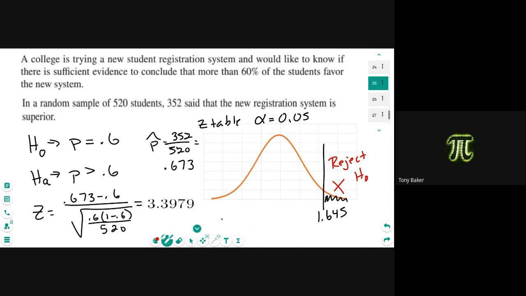Noticing patterns here? We're starting to do the same thing over and over again. The only thing that really changes is how you find your test statistic. Everything else stays pretty much the same.